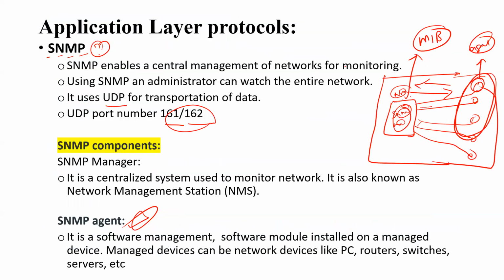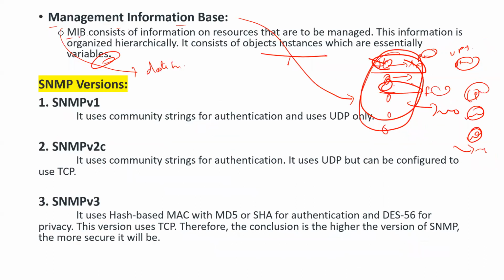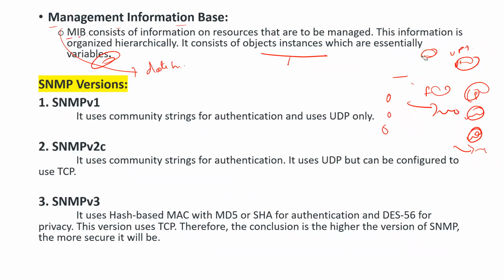If anyone asks you what is SNMP, SNMP stands for Simple Network Management Protocol. It is used to monitor the resources in the organization. It has three components: SNMP manager, SNMP agent, and management information base. These are the three components available regarding SNMP. We have different versions of SNMP: version 1, version 2, and version 3. Let's discuss that.